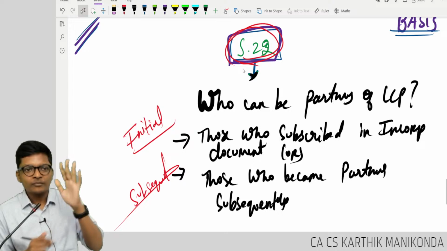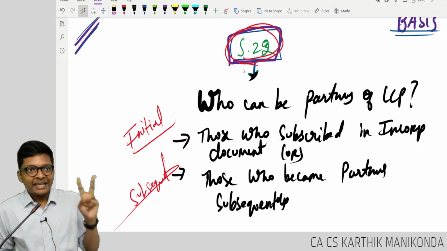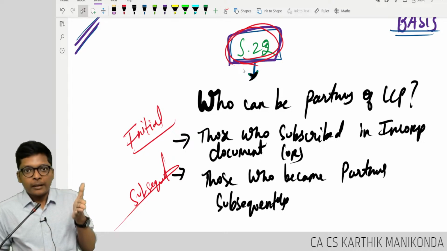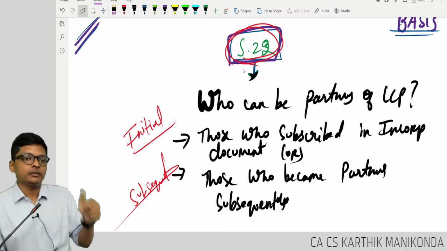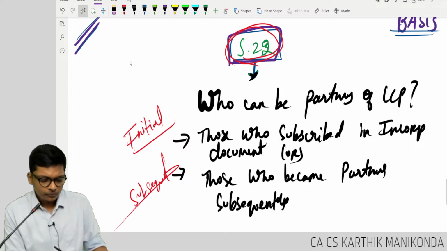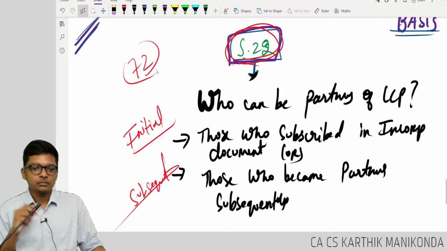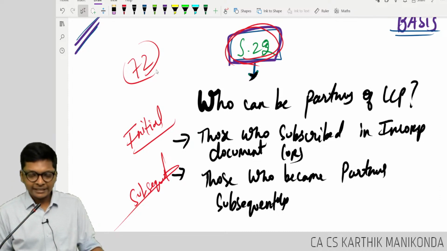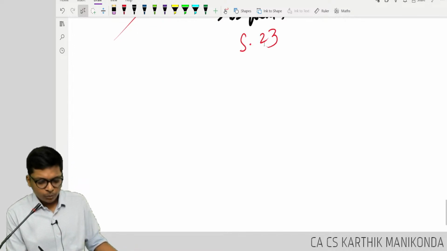Initial partners sign in the incorporation document. Everybody will sign. Okay. See, every partner will sign. But only the DP will authenticate saying everything is true and fair. Are you getting it? If 72 partners are starting LLP, all 72 will sign. Are you following, guys? Next, section number 23.